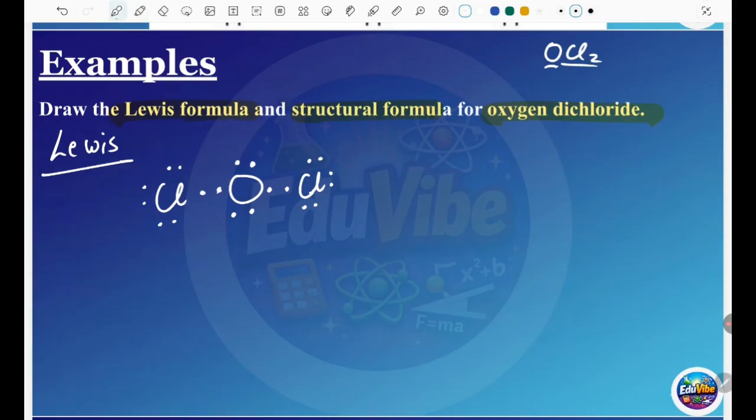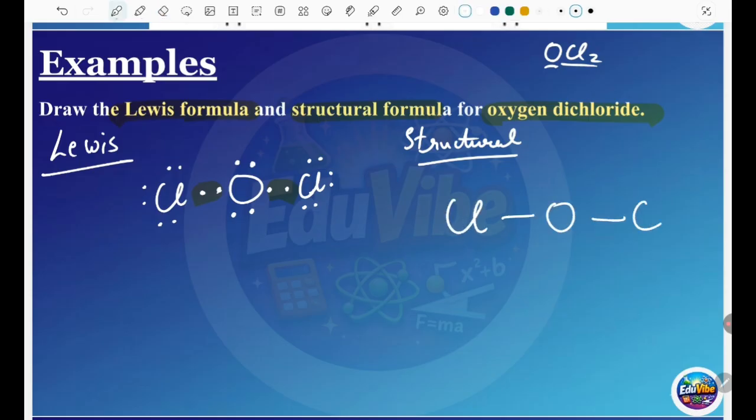Now if we want the structural formula, for the structural one we can use the same thing. They all have single bonds. This is a single bond, this is a single bond. So we directly make this. So it's Cl single bond O single bond Cl. This is how it is made. This line shows the single covalent bond.